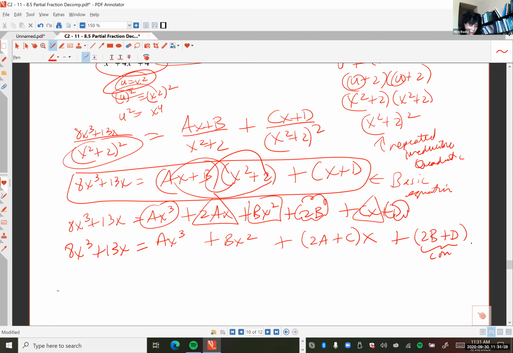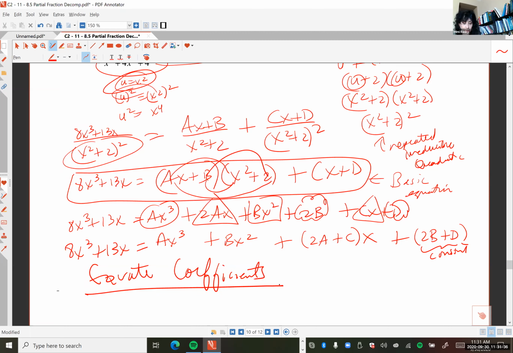Now it's time to equate coefficients, people. And this is awesome. I think you'll get it after you see the second example. Jonathan, I'm talking to you. This is for you. This is in your honor.